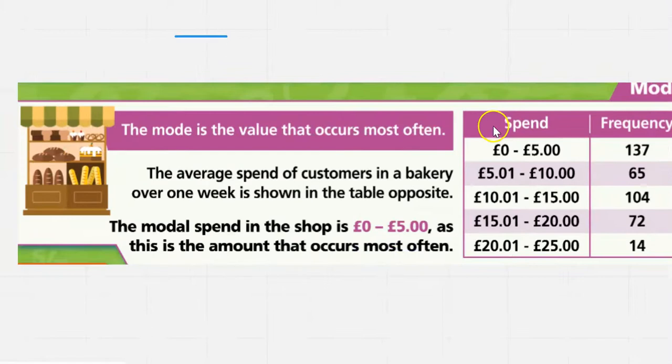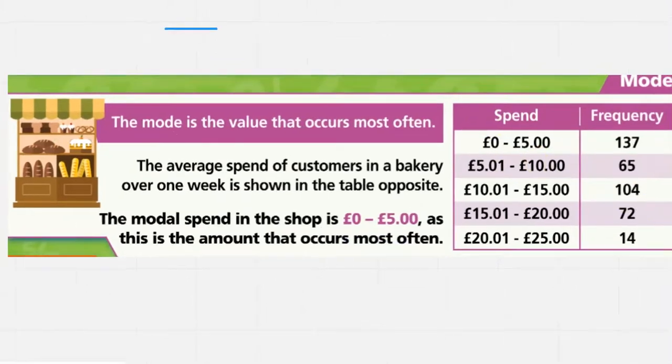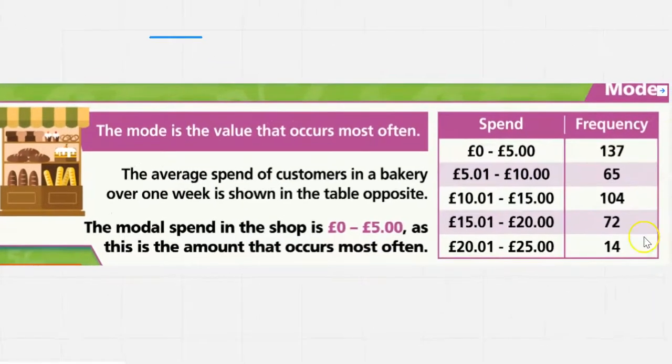Mode. Mode is a value that occurs most often. So we've got a table here. Sometimes it's in a list, but we can see when this table has been in the groups, the biggest group is from 0 to £5. This occurs 137 times. So the modal spend in the shop is 0 to £5.